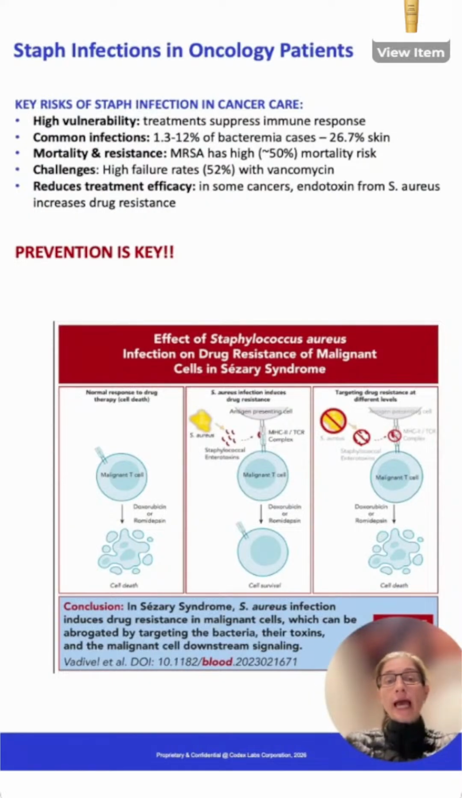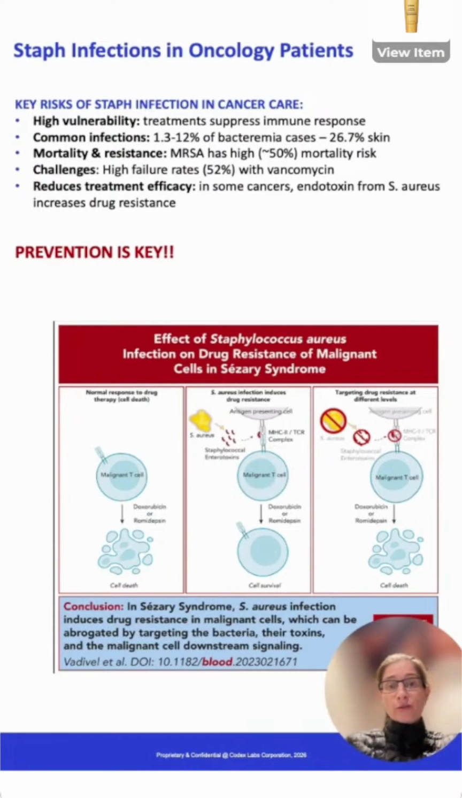Now, what are some key aspects of S. aureus in cancer care, and what do you have to look out for? First of all, S. aureus infections induce high-risk factors. Because people undergoing oncology treatments are on immune-suppressing chemotherapy or radiation, with frequent hospitalizations, they are at increased vulnerability. Common infections: S. aureus accounts for about 1.3 to 12% of bacteremia cases in cancer patients, with high rates of skin or soft tissue infections, about 26.7%, as well as pneumonia. When it gets to the lungs, 25%.